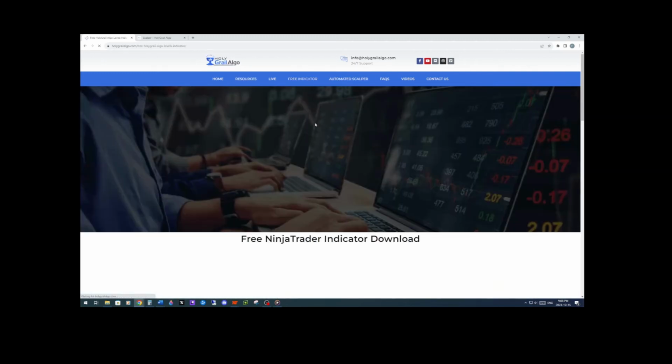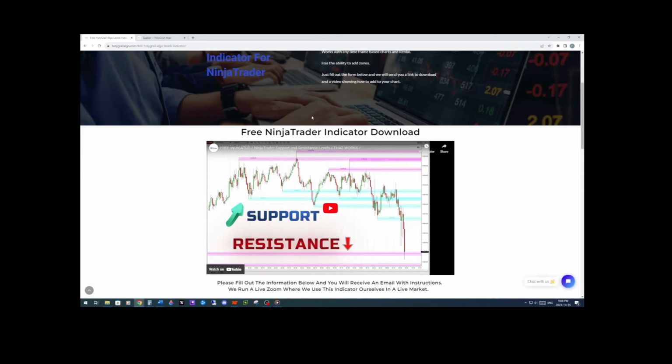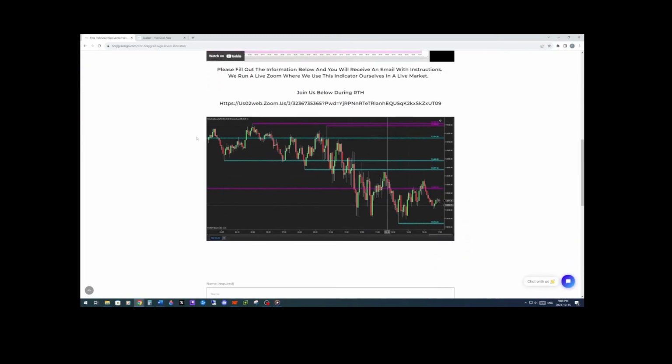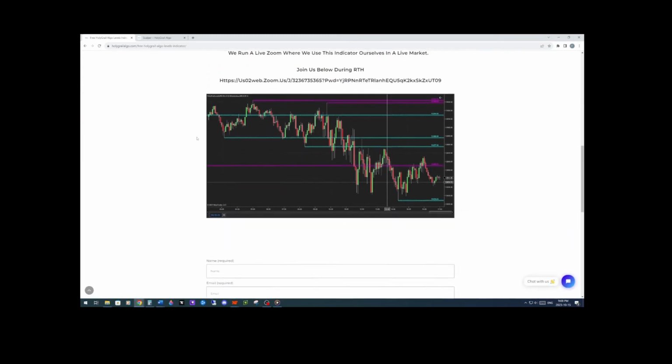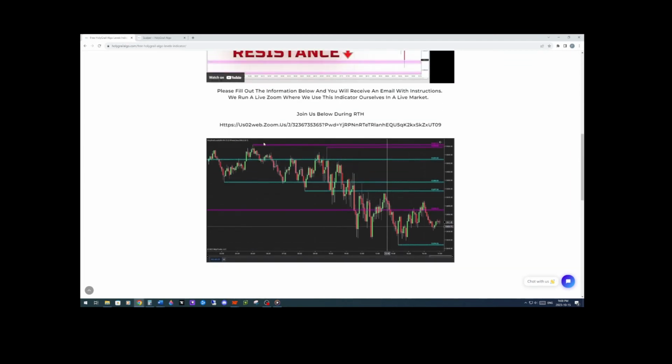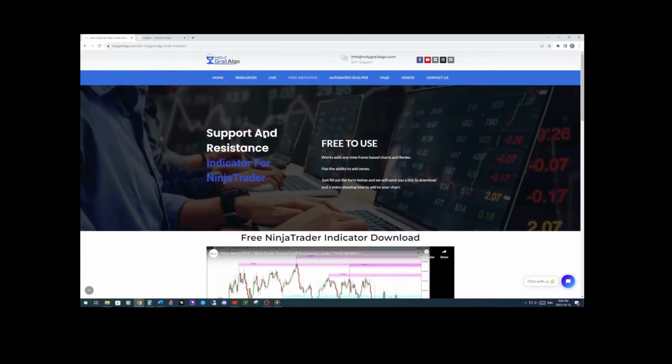They also let you download the indicator of the levels for free, but it won't take the trades for you or anything like that. This is what they use to start developing the level strategy.